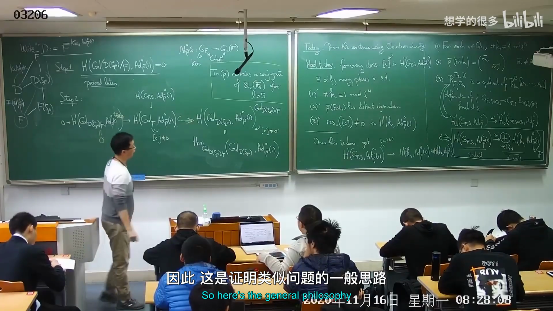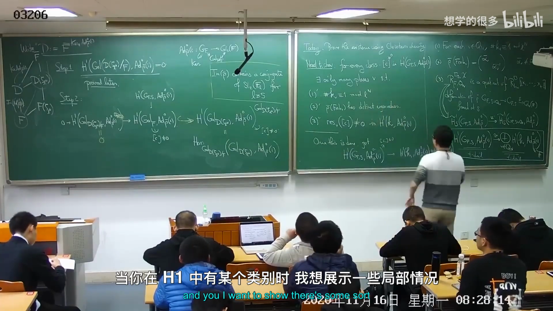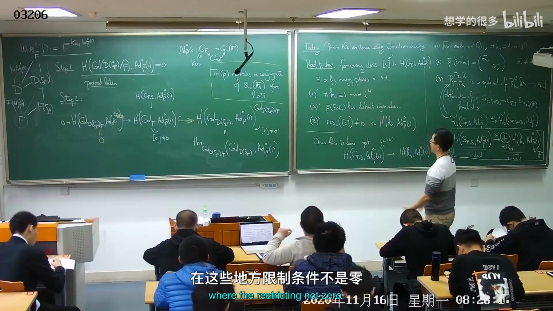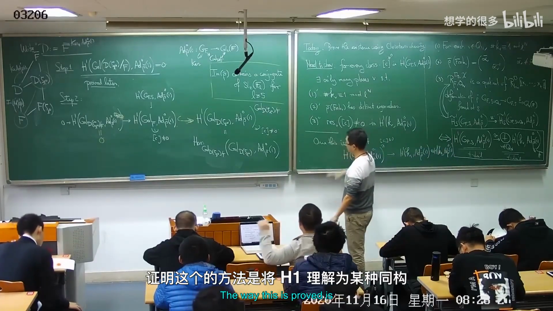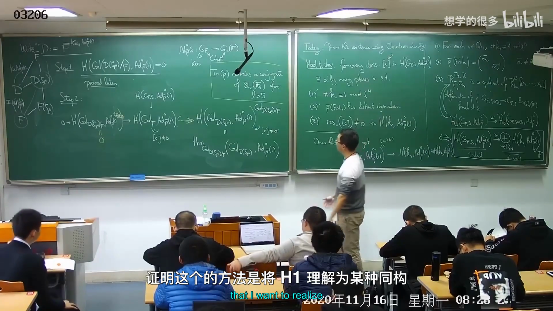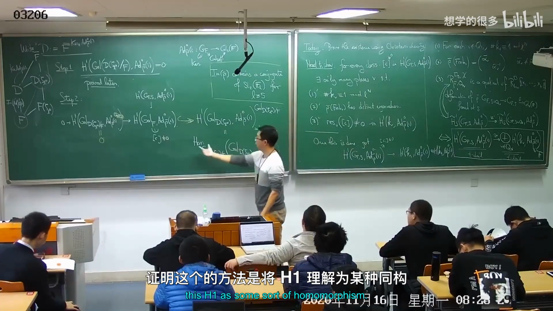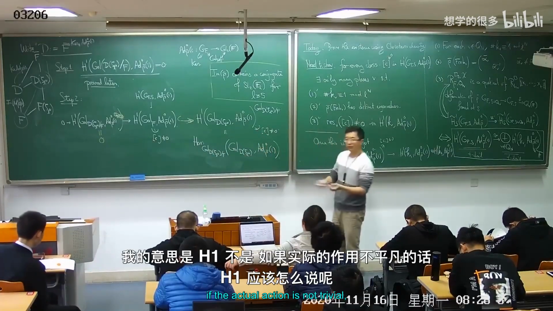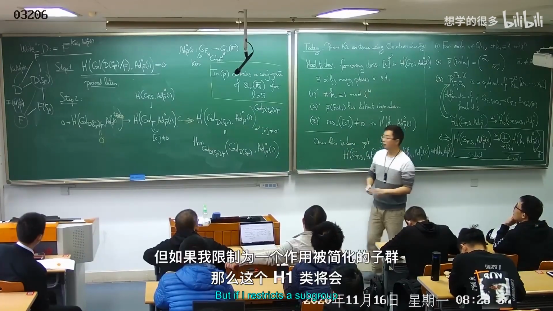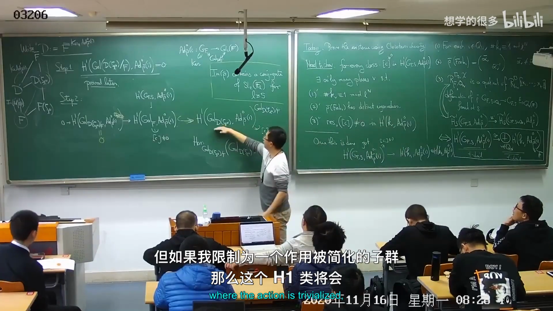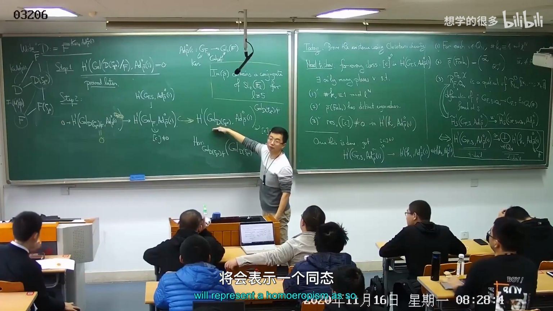So here's a general philosophy of how to prove something like this. When you have some class in H1, and you want to show there are some local places where the restriction is not 0, the way this is proved is that I want to realize this H1 as some sort of homomorphism. I mean, if the Galois action is not trivial, H1 is, how should I say it, not really a homomorphism. But if I restrict to the subgroup where the action is trivialized, then this H1 class will represent a homomorphism.